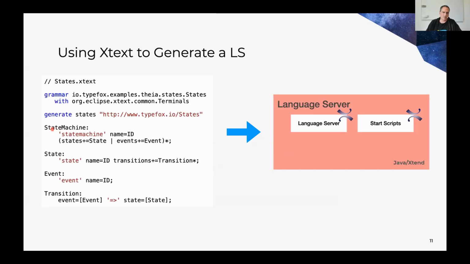Let's have a short look at that grammar. That grammar consists of these entry rules, state machine. There is a state machine keyword, and then an identifier, and then we have a couple of states and events. And these also have identifiers and further elements like a transition. And finally, this transition has two cross-references, so it can refer to events and states that are defined somewhere else in the diagram. So as opposed to common language grammars, even cross-references are covered here. And from that, Xtext automatically generates the entire language server. That's really the only input that you need.